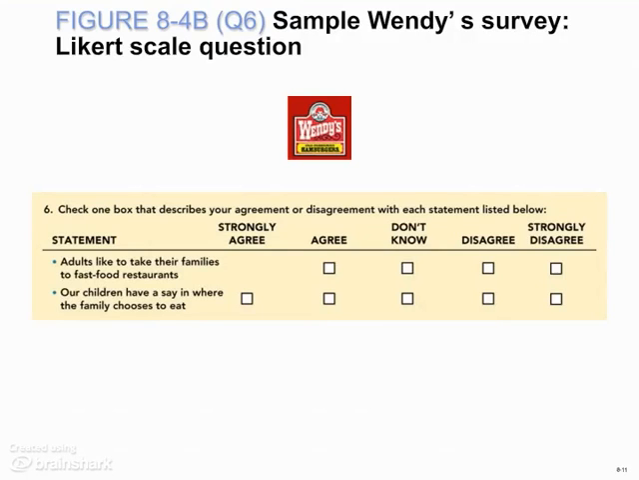So if you look at the sample question, the statement is, adults like to take their families to fast food restaurants, and the respondent is being asked if they strongly agree, don't know, disagree, or strongly disagree. The level of agreeableness is what determines that this question is a Likert scale.